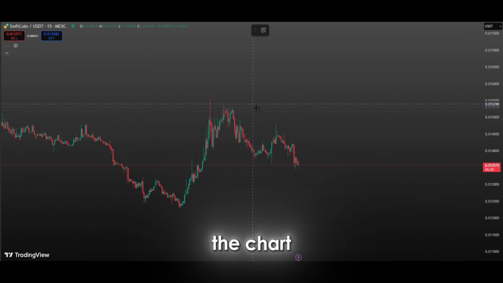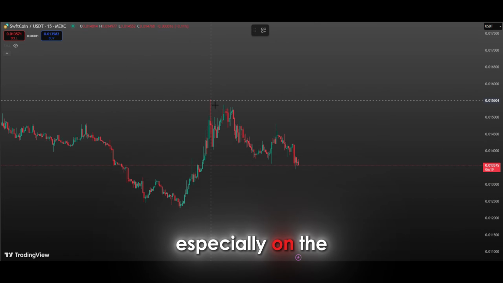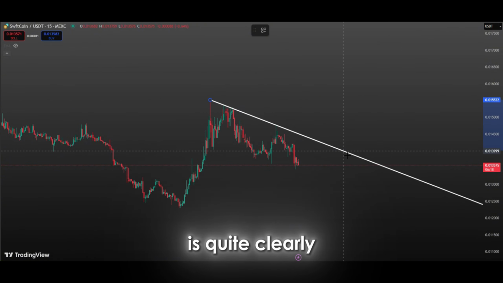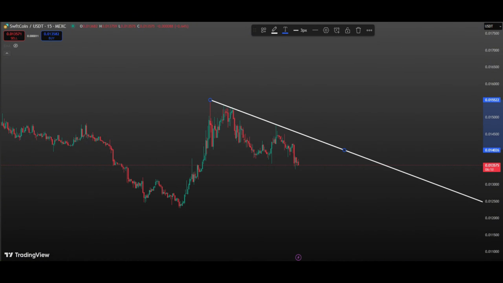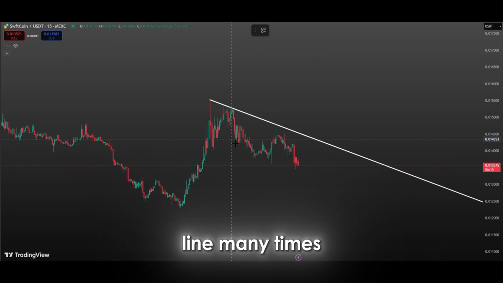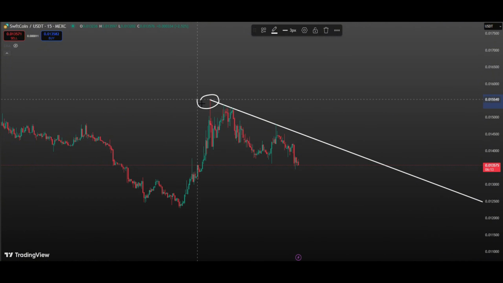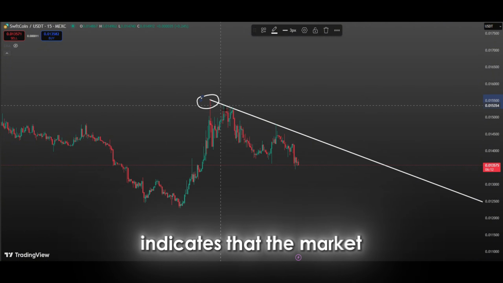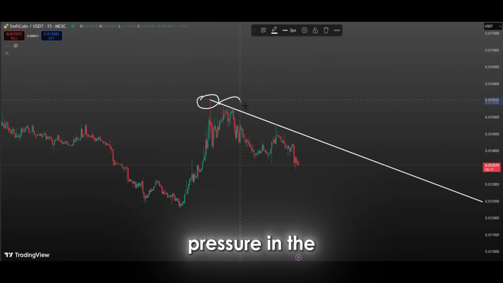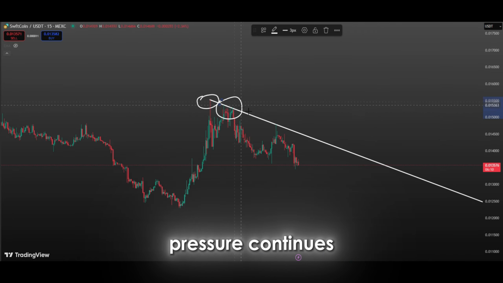Looking carefully at the chart, we can see that the price action, especially on the short-term timeframes, is quite clearly moving in a downtrend. The price has touched this downtrend line many times, and each time it has seen resistance and downward movement. This type of downtrend formation indicates that the market is still under pressure in the short term and that selling pressure continues.